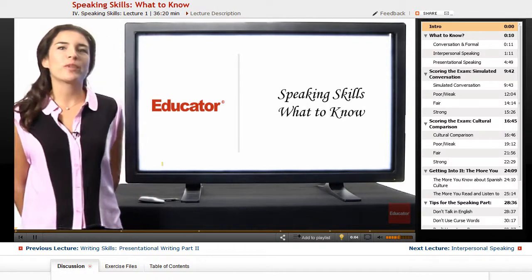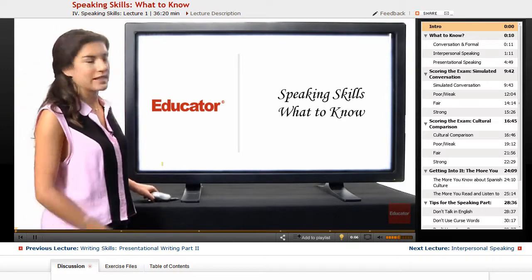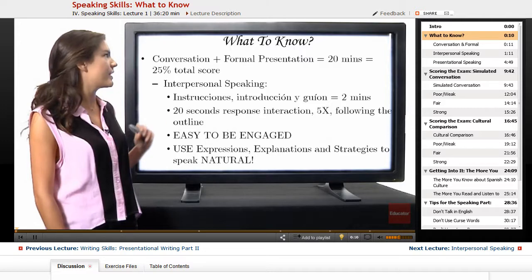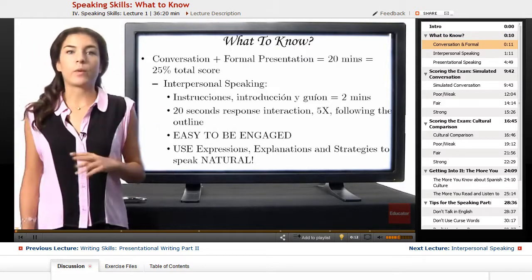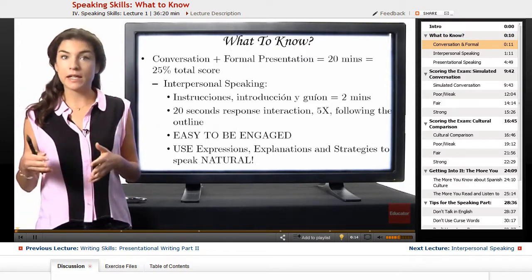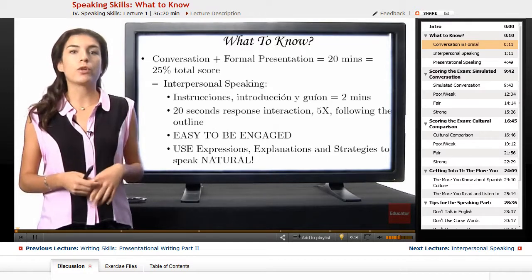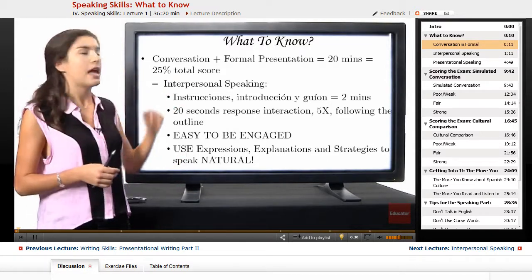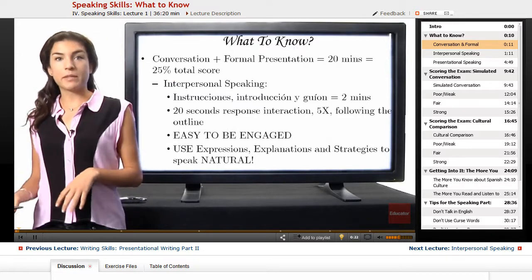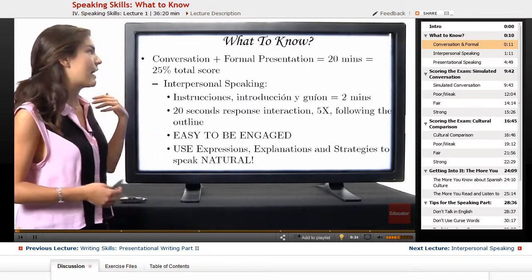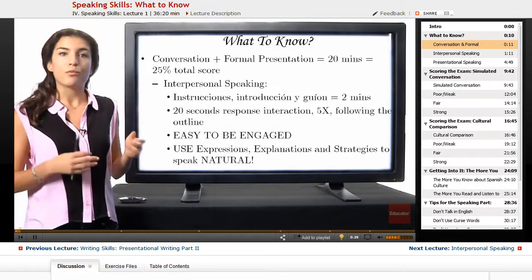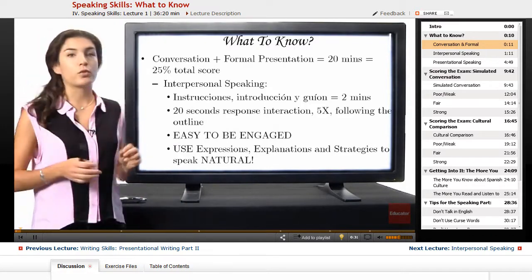Today we're going to go over the lesson on speaking skills. What do we have to know about this part of the exam? It's very important to remember that the speaking skills part is split in two. We will go through an interpersonal speaking part, which is a conversation, and then a presentational speaking part, which is more of a presentation of an essay or a point of view. Both parts should take around 20 minutes.